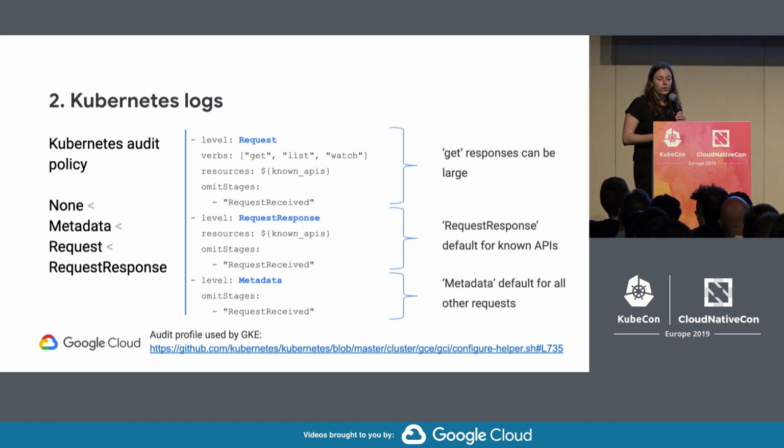If you're getting started crafting your own audit policy, you can check out the one that GKE uses online. There are some excerpts here. It's in the open source repo. Basically, GET requests, because they can be very large to log, are at the request level. Known APIs are at the request response level, and any calls not explicitly covered by the policy are at the metadata level, again meeting that base level of logging that you'd expect to have everywhere.